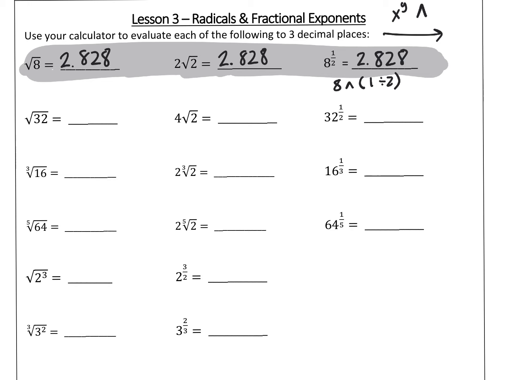Okay, the square root of 32 is 5.657. 32 to the half is 5.657. Okay, I want you to pause the video right now, and I want you to fill in the remainder of these questions. Then come back and check.